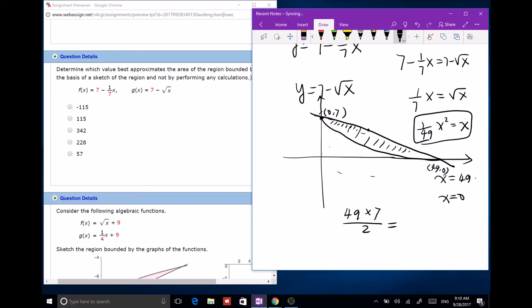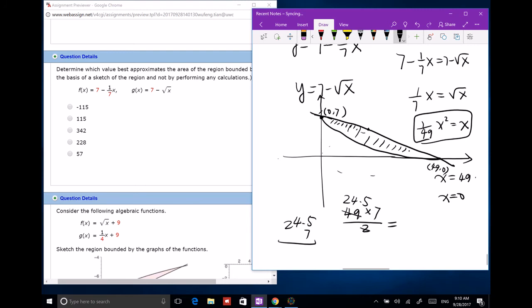You can do an estimation, which is 25 times 2, or you can use a calculator. How big is that? 24.5. You can use a calculator: 24.5 times 7 is 171.5. Okay, thank you.